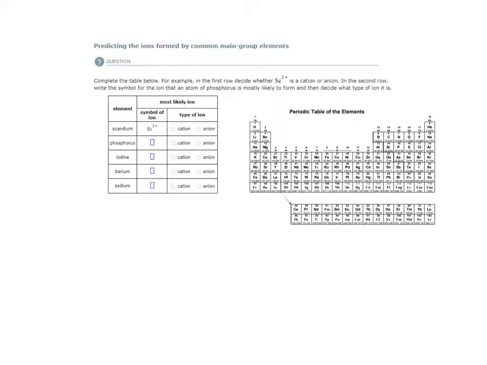Here's a second example of predicting the ions formed by common main group elements. We are again given our initial element example, scandium, which is not a main group element, but they've already predicted what the ion would be. We're just supposed to indicate whether this is a cation or an anion. As a metal, this metal is going to form a cation, a positively charged ion. Metals tend to lose electrons.